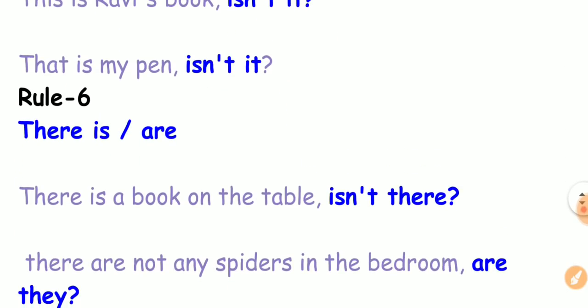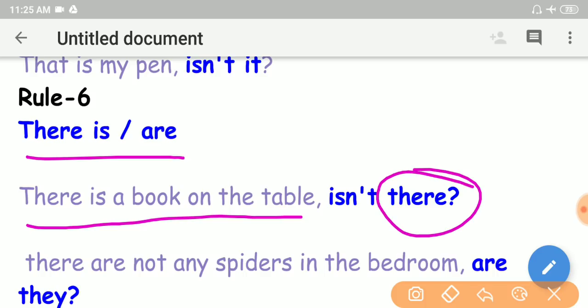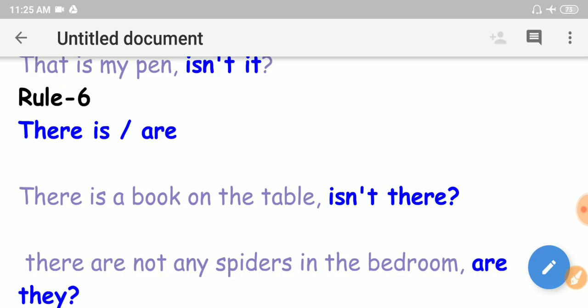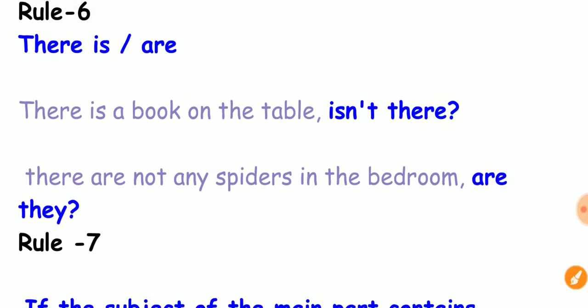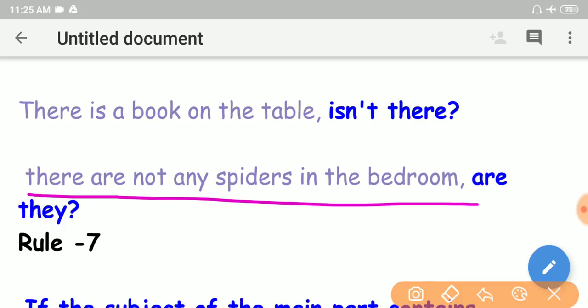Let us go with rule number 6. There is or there are. So, there is a book on the table, isn't there? The subject, we must use there. So again we should not use isn't that, isn't these, isn't those, like that. So like that, there are not any spiders in the bedroom, are they? Negative sentence. That means here we use are there, not they. Here we need to use are there, my dear friends.